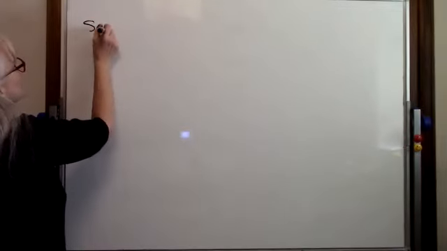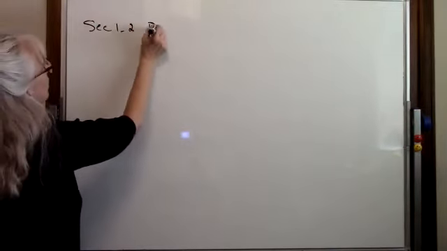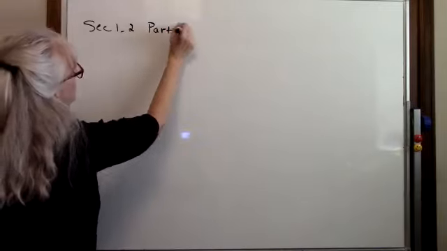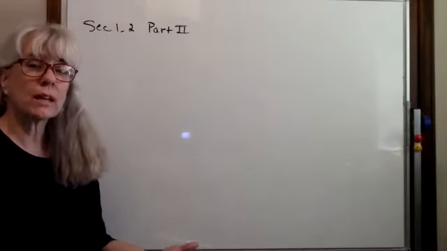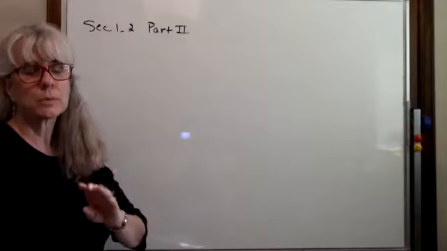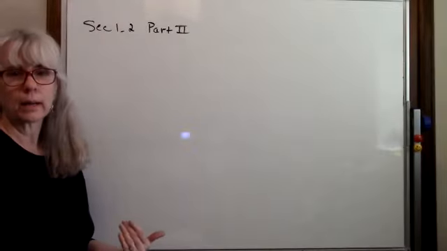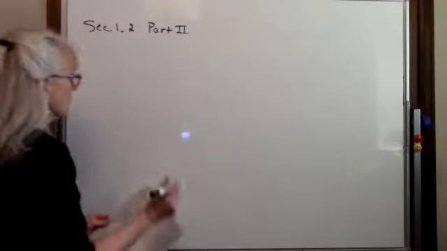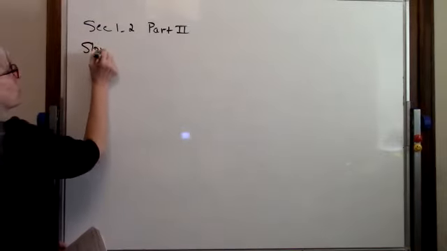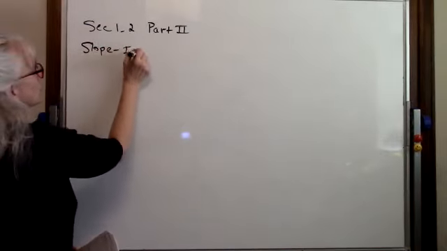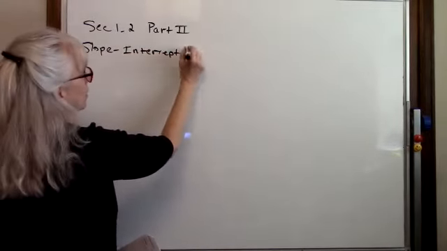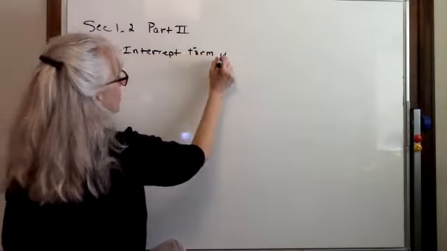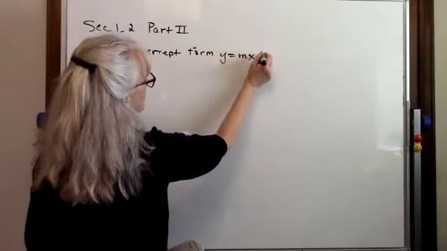So this is section 1.2, part 2. In the previous part, we talked about how to find the slope of a line and looked at the 4 different types of slopes. In this part of the section, we're going to come in and start graphing lines. One of the most familiar forms to graph a line is that slope-intercept form. And that would be y equal mx plus b.